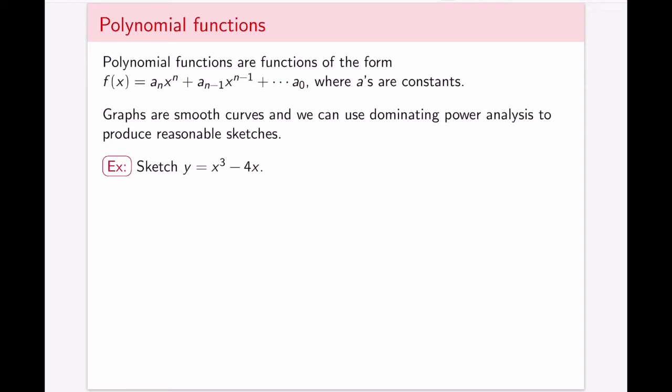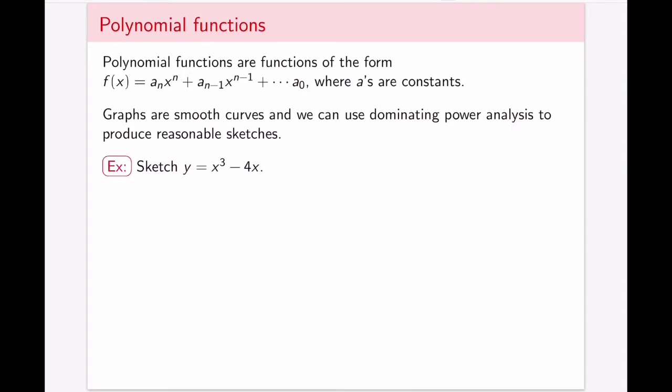The graphs of all the polynomials are smooth curves. So there are no jagged corners, there are no weird holes in the middle. All the graphs are going to be smooth curves. And the nice thing is, because they're composed of the power functions as their building blocks, we can use the dominating power analysis to actually produce pretty good sketches of these polynomials. So let's take a look at our first example here.